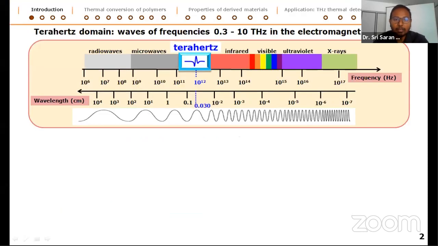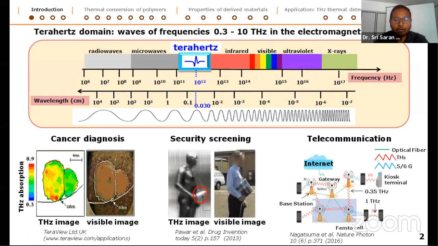So to begin, I recall the terahertz domain. It is the frequency gap that lies between 0.3 to 10 terahertz in the electromagnetic spectrum. That is between the microwave and infrared domain. So nowadays we have diverse applications of terahertz domain.